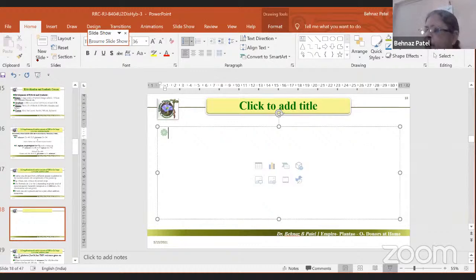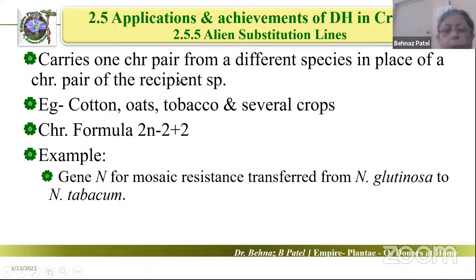You are having species A. I'm having species A, which I have crossed with B, and I have got the hybrid, which is AB. Now, supposing this is A and it's B. Now, I want to have only a few chromosomes of species B to be incorporated. So let's imagine that this is the donor species, and this is the recipient species. So species A, I want the entire genome of A to be present, but I want only some characters of B to be incorporated. Okay.